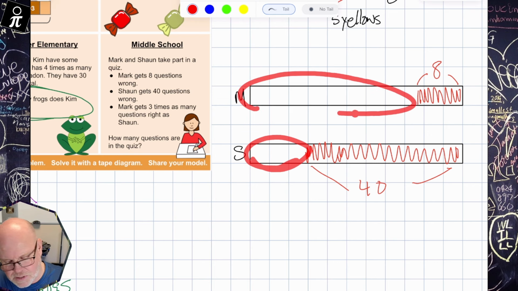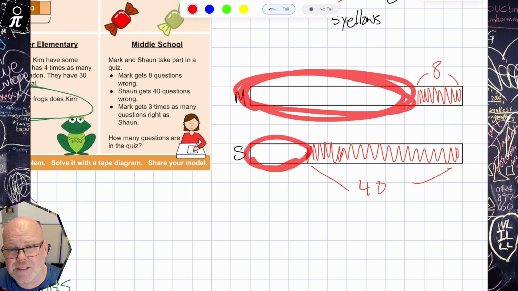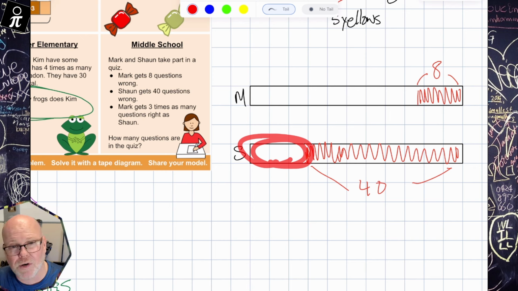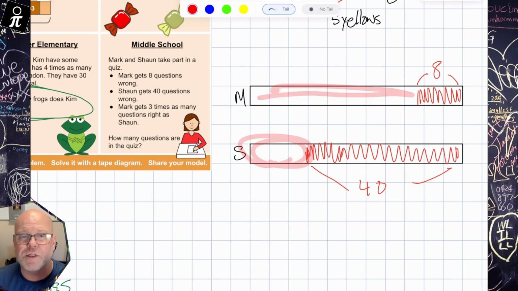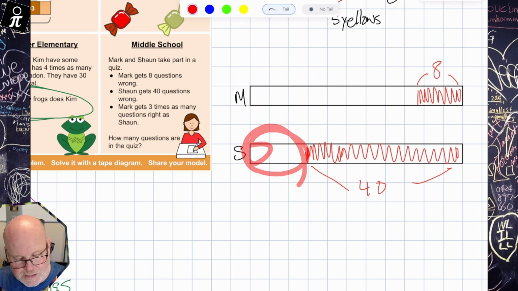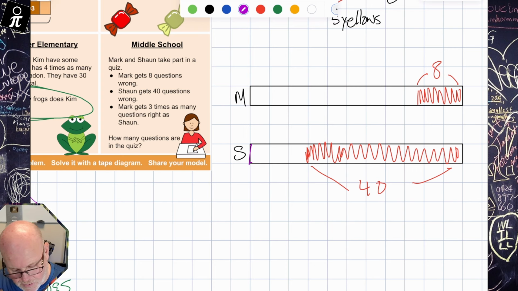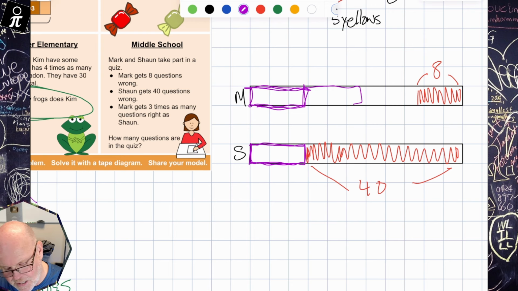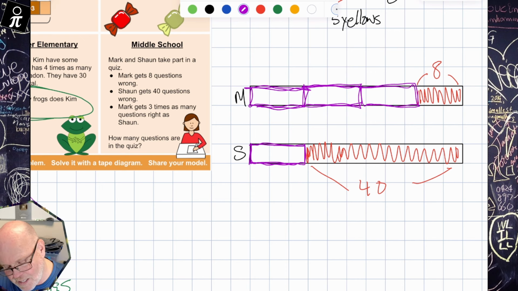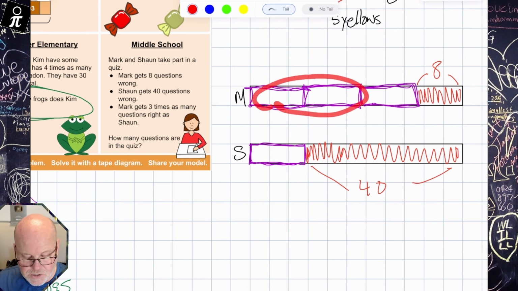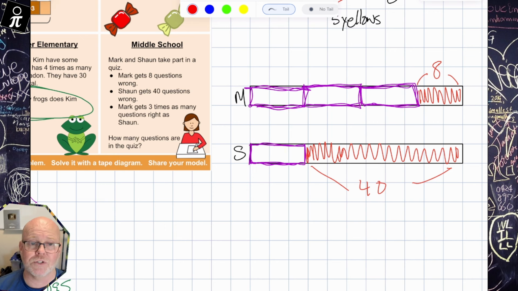Because Mark's leftover questions are correct and Sean's leftover questions are correct. But Mark's questions are supposed to be 3 times as many as Sean's. So in purple, I'm going to say, okay, so this is what Sean got correct. So I'm going to say Mark is supposed to get 3 times as many as that. So I'm kind of outlining his problems. And then there we go. We can see that Mark has 3 times as many correct as Sean.